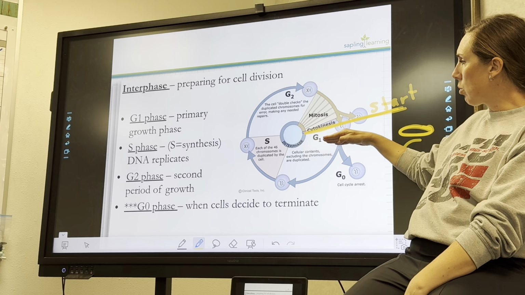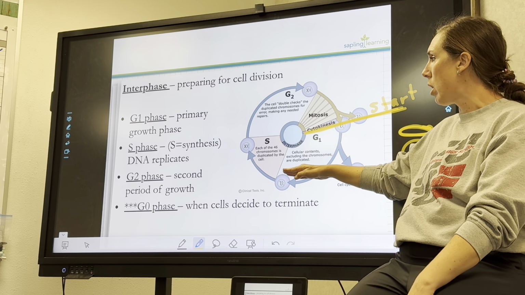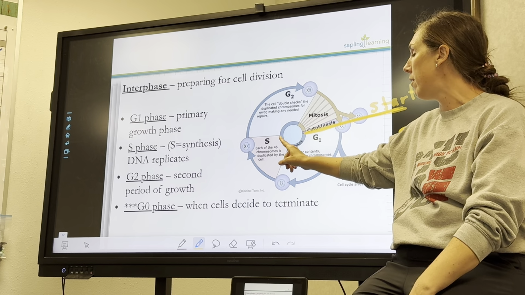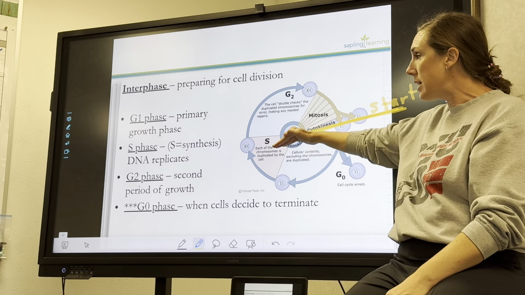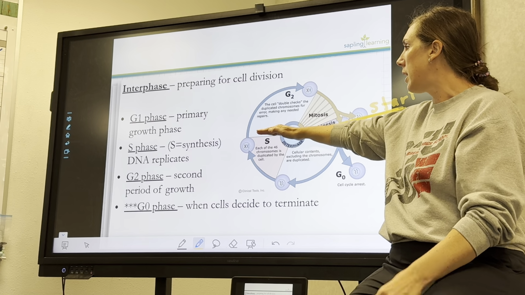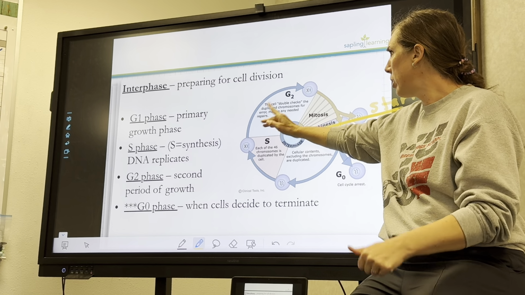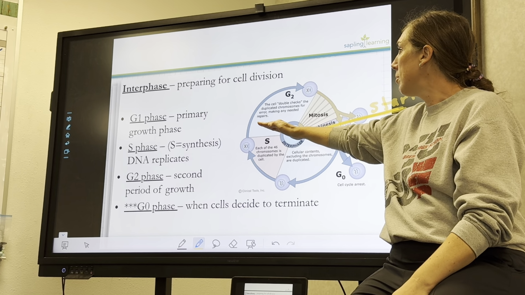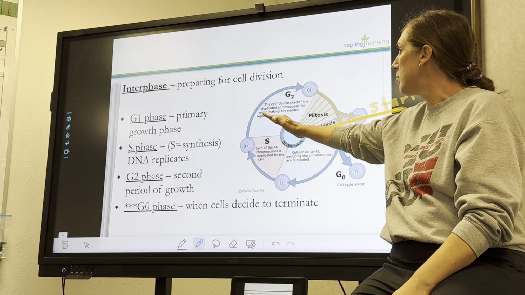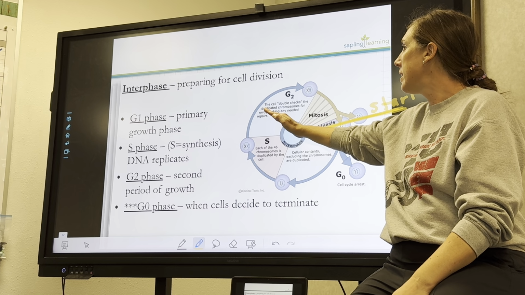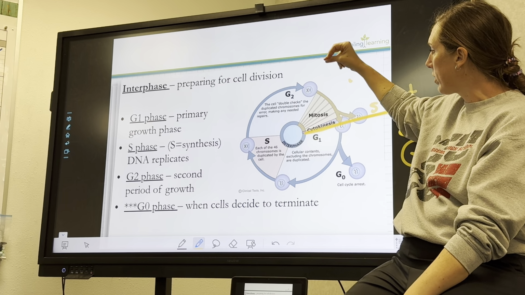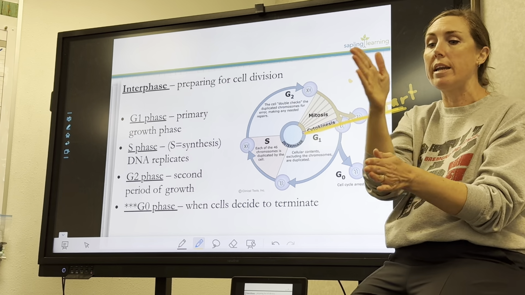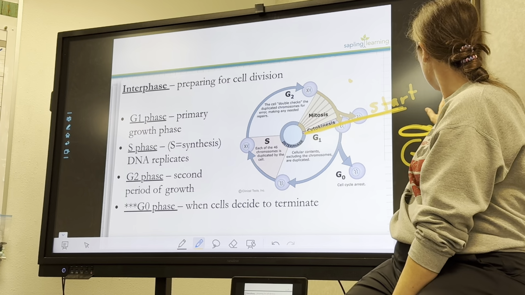So, ready? We grow, grow, grow, grow, grow. Synthesis. Each of the 46 chromosomes is duplicated. Replicate DNA, replicate DNA, replicate DNA. Now what do? We grow again. The cell double checks the duplicated chromosomes for errors, making any needed repairs and grow, grow, grow. Now here's the mitosis where we split in half, and cytokinesis where we actually pinch off.